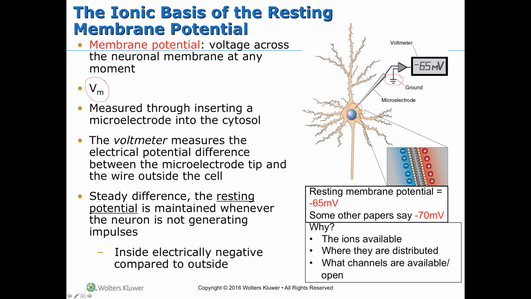Now, the resting potential is a steady difference maintained whenever the neuron is not generating impulses. Inside of the cell will be electrically negative compared to the outside. The resting membrane potential is about negative 65 millivolts. Some other papers say negative 70. In this class, negative 65 and negative 70 are always going to be the answers.